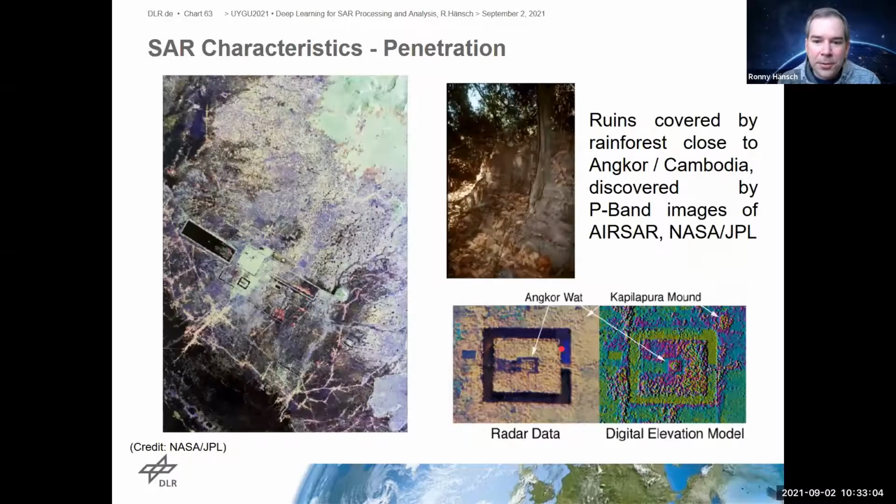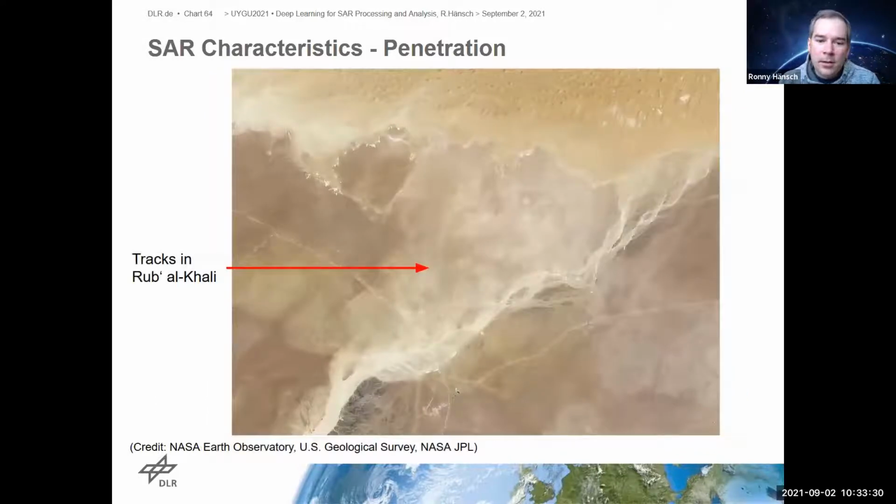Another example for penetration is penetrating vegetation cover. This became quite famous a while ago because with SAR you could see the ruins of old building structures in the rainforest that are covered by vegetation. You don't see much of it in optical images, but with SAR you can penetrate, and then you see these old building structures. And another example was to see old structures in the desert. We were talking before that SAR can also penetrate sand to some degree. So this would be an optical image of a desert.